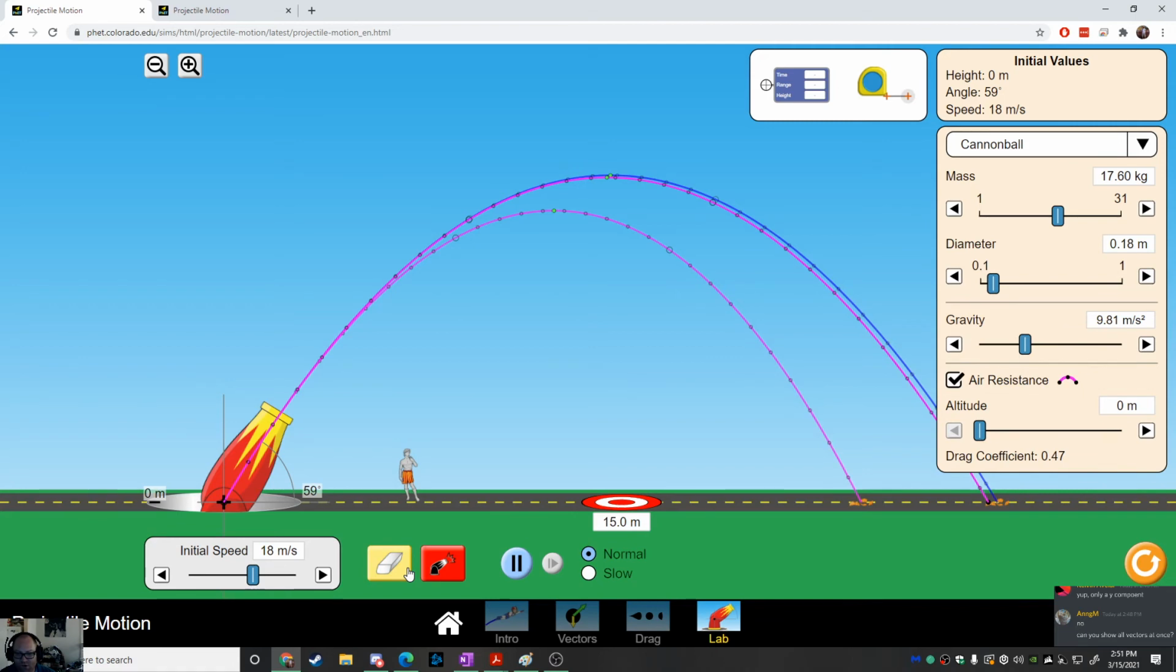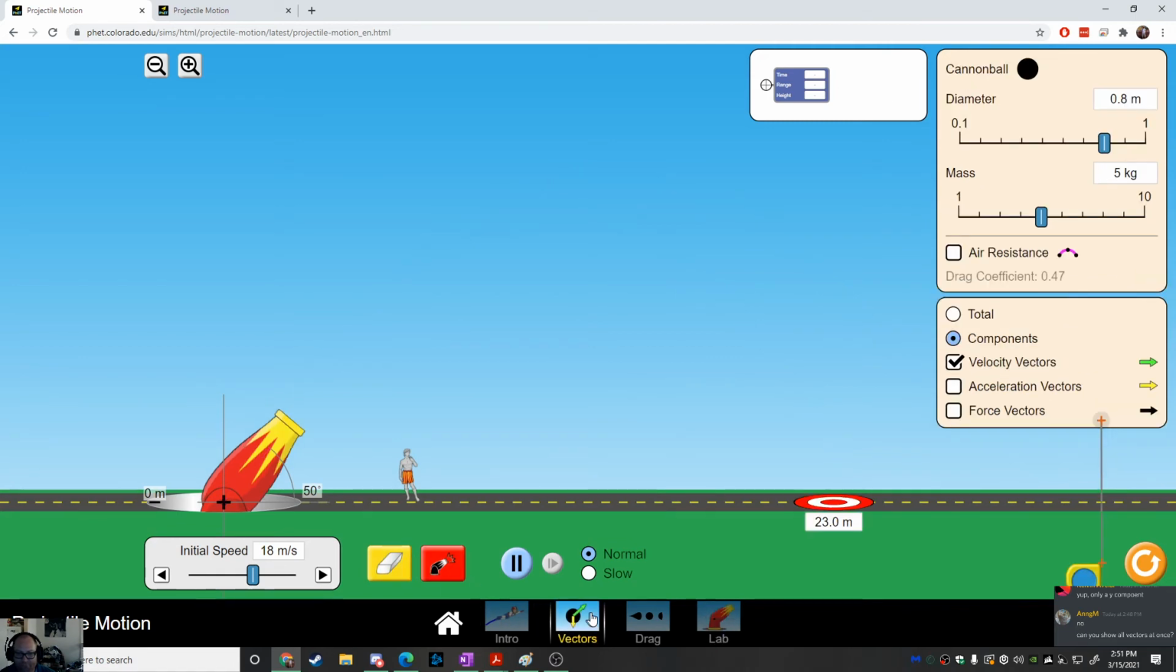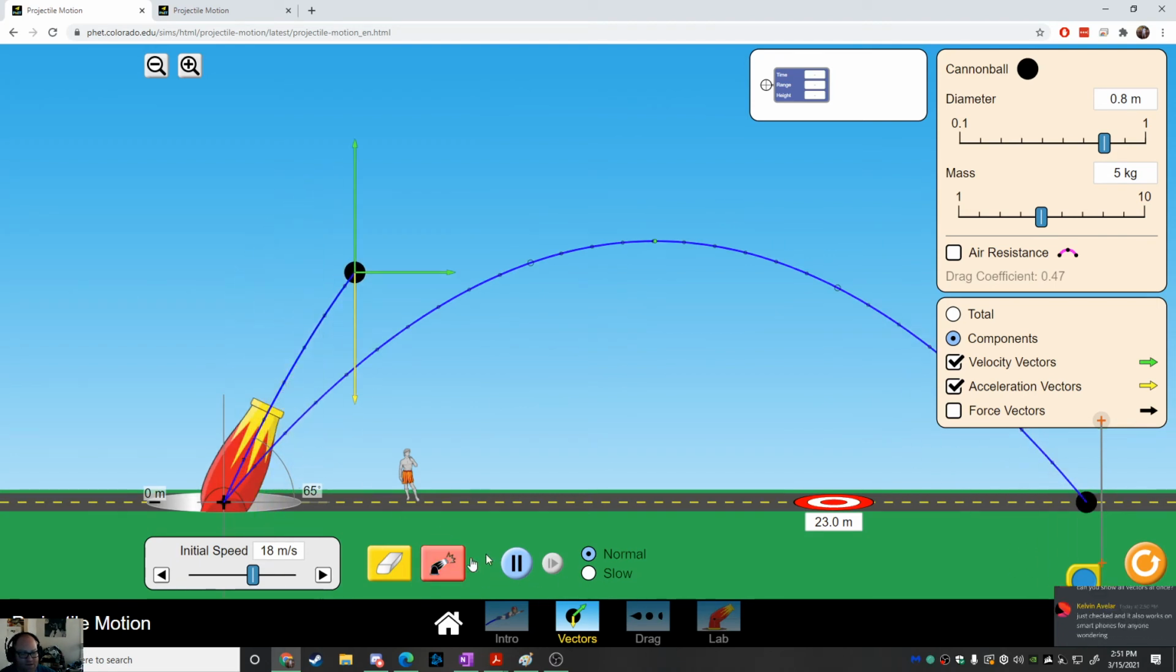Can I show all vectors at once? Yeah, I can do that. I'll leave the force vectors off. But there you go. Yeah, this is a good way to look at it, actually. I'm glad you mentioned that. It works on smartphones. Yeah, this should work. It's HTML5, so it's designed to work on pretty much any platform. Anything should work.